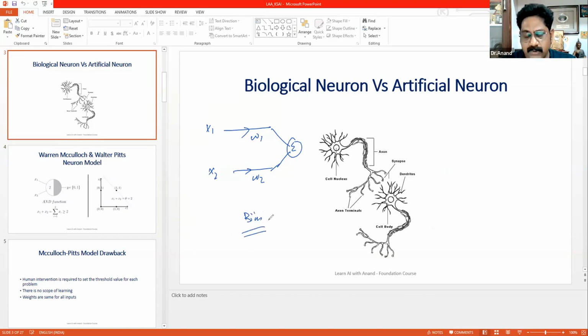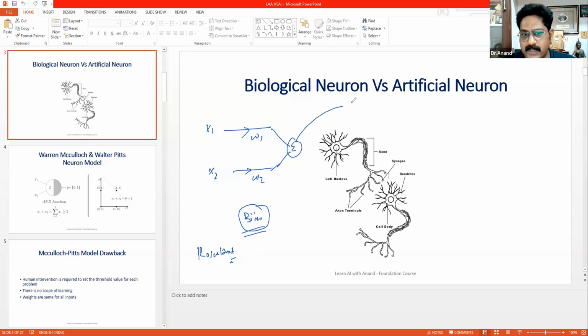The bias concept was introduced nearly 10 years later, I guess, by Rosenblatt. There is a scientist called Rosenblatt. This scientist introduced the concept of bias. And what is the practical significance of bias? We'll understand that when we discuss the advantage of the Perceptron model over the McCulloch-Pitts model. Before that, there was no bias.